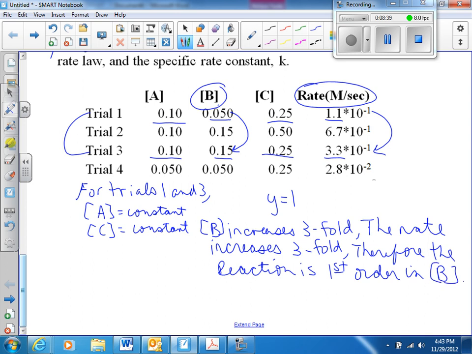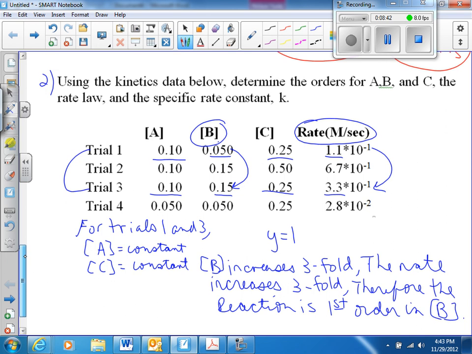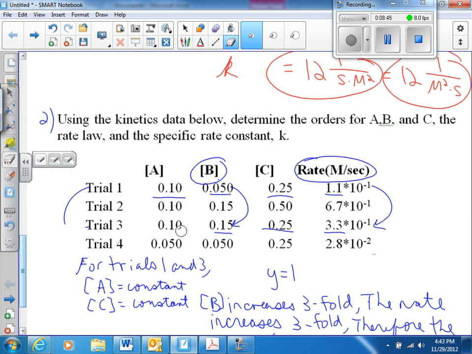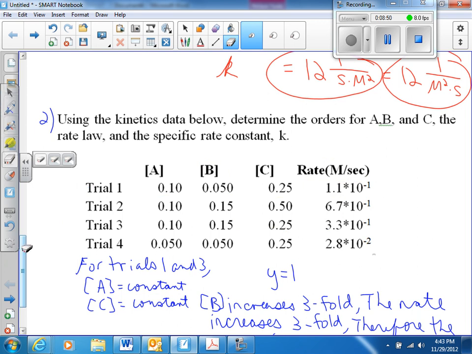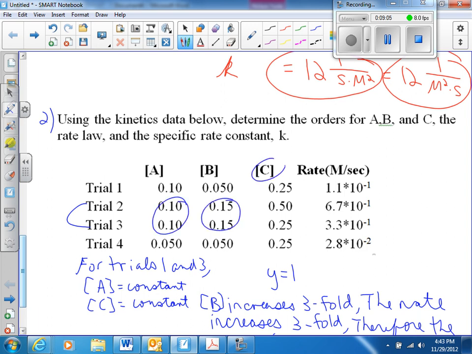Okay, and you can go through that kind of analysis with all of these. Let's do another quick one. I'm not going to write out the whole sentence. So we took care of B. Let's check for other ones where rates are constant. Let's see, reactions, trial 2 and 3. Trials 2 and 3, A is constant, B is constant. C increases by a factor of 2. And the rate, 3.3 times 2 is 6.6. We got 6.7, which is close enough to 6.6.